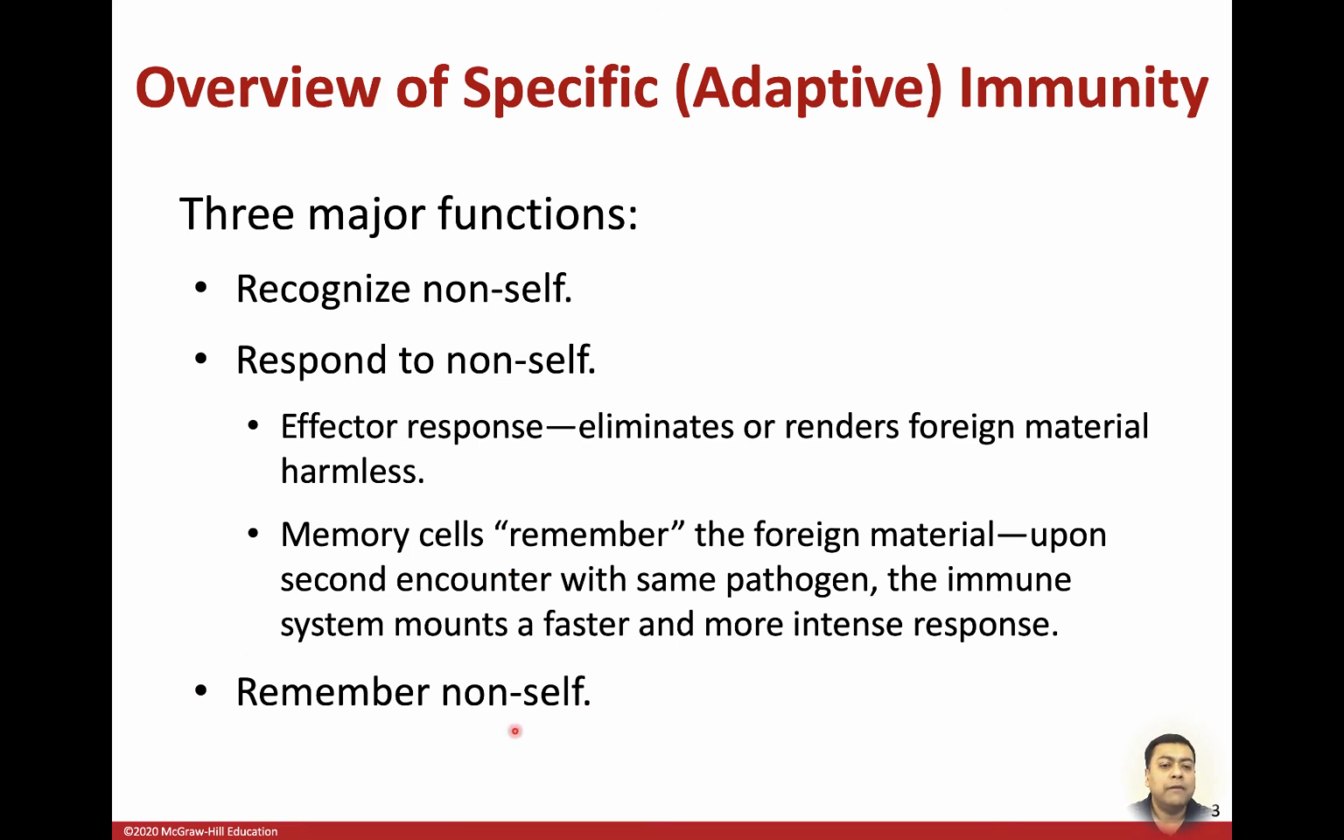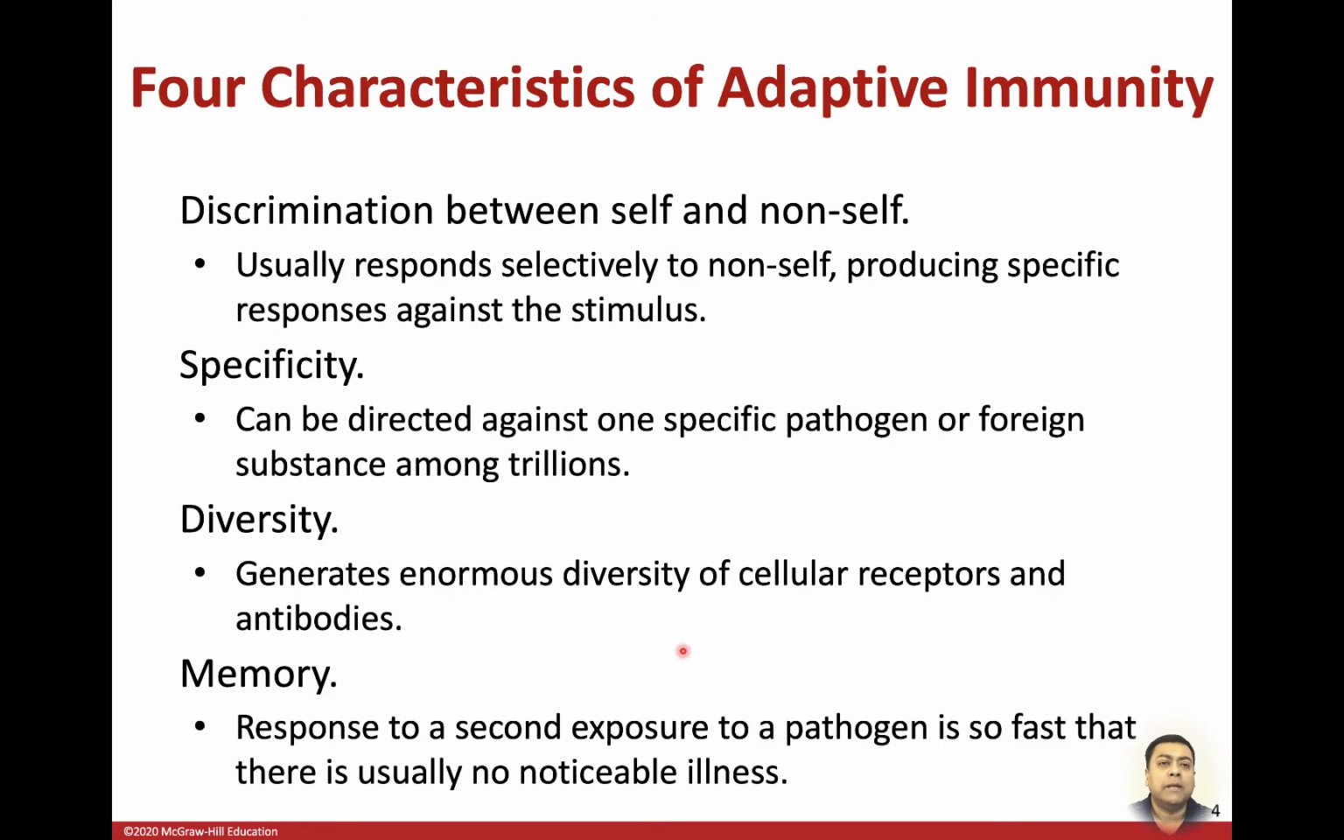And a very important part is remembering non-self. These are the major functions of your adaptive immunity. Then there are some characteristics of the adaptive immunity. The most important part is the discrimination between self and non-self.